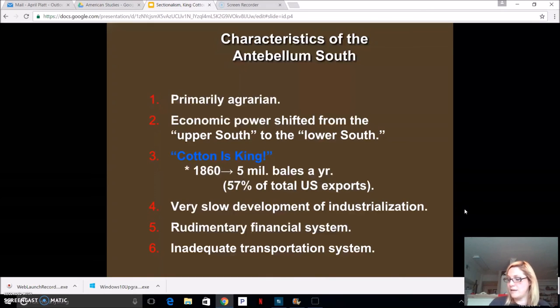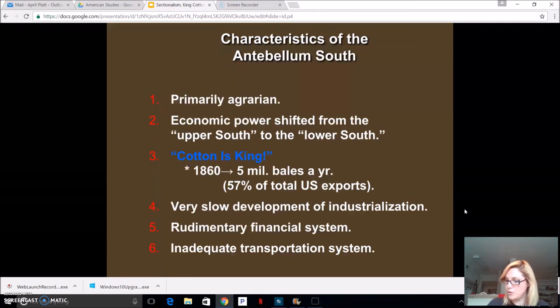Banks were not as big because even the wealthiest in the South were cash poor. All of their wealth was tied up in property, especially slaves. Slaves were a representation of wealth. And so if you had them, even if you only had a couple, then you were doing well.